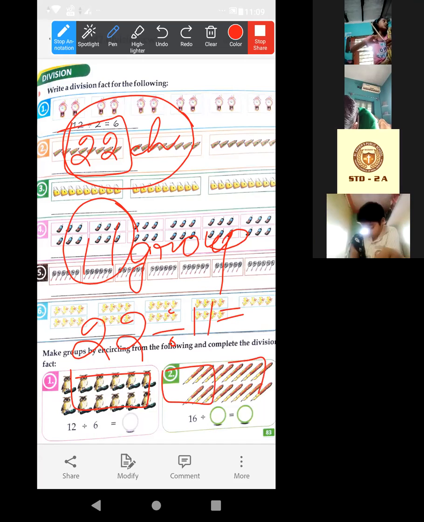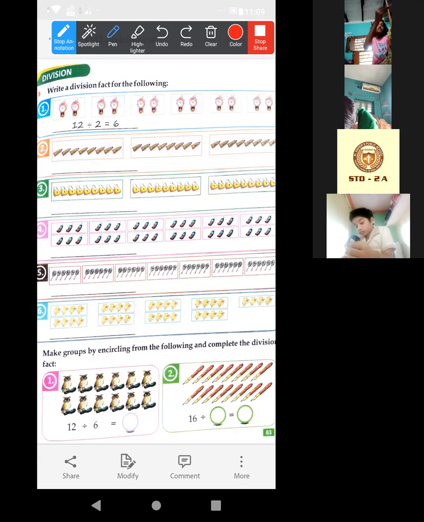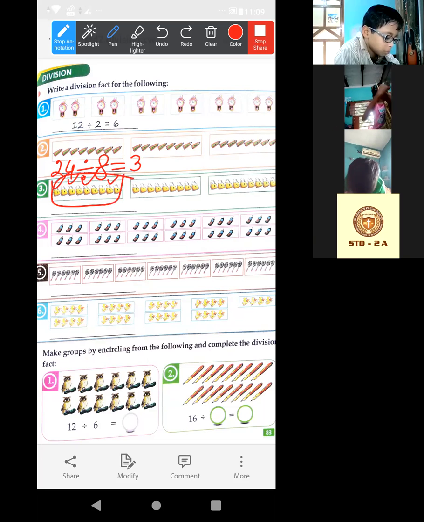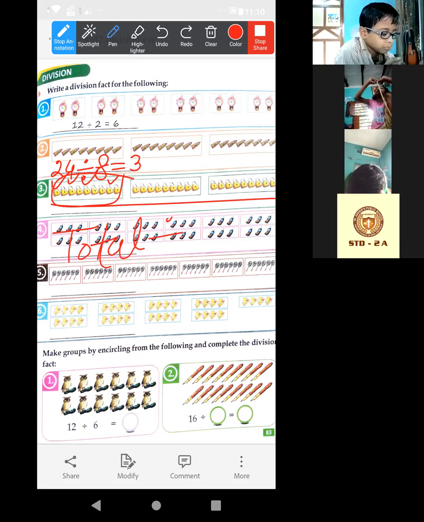Now, all of you, I think you can do this one at home by yourself. Just count and write the answer. Look here, it will be 24 divided by 8 is equal to 3. In this way, here also we can find, just count in one box and count the total. Total divided by the number in one box or one group. Understood? So this one, just do it at home.